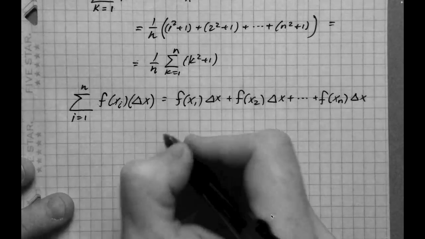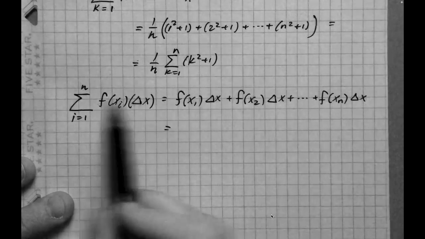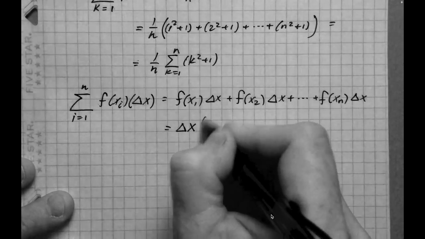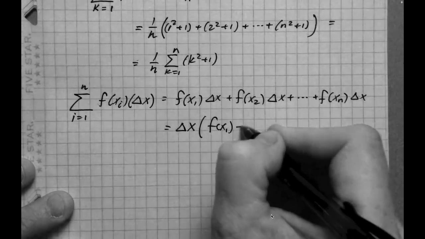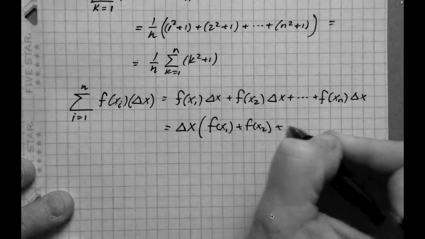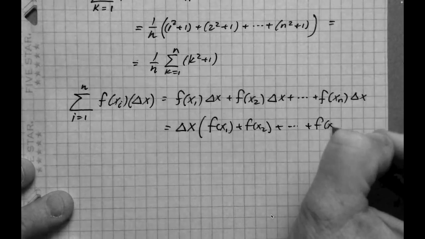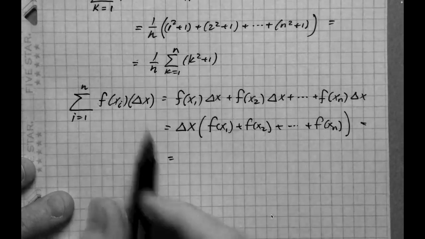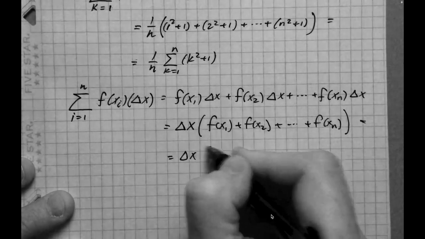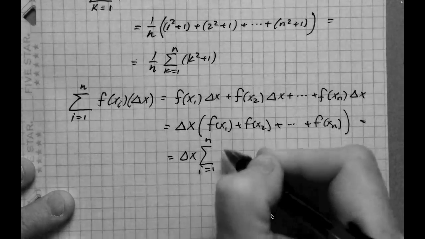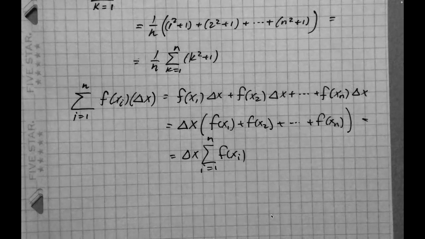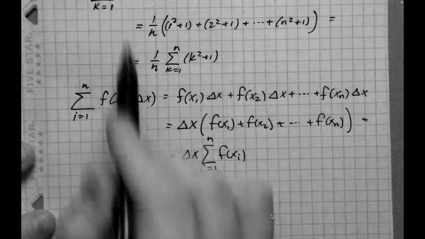And then of course, delta x being common to every term, you could factor it out like so. And then you would just have the sum itself, and I guess it would be prudent to factor it out at the beginning as well. Like so. Okay, so these are just some examples.